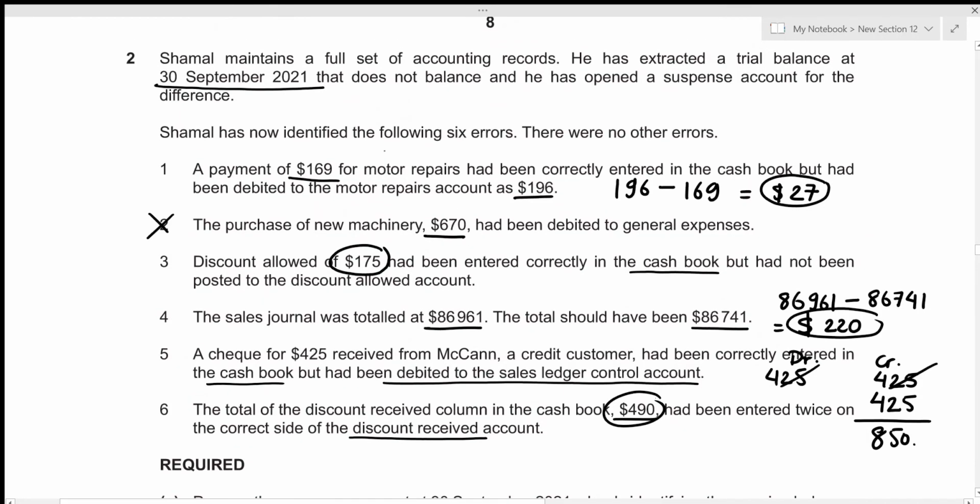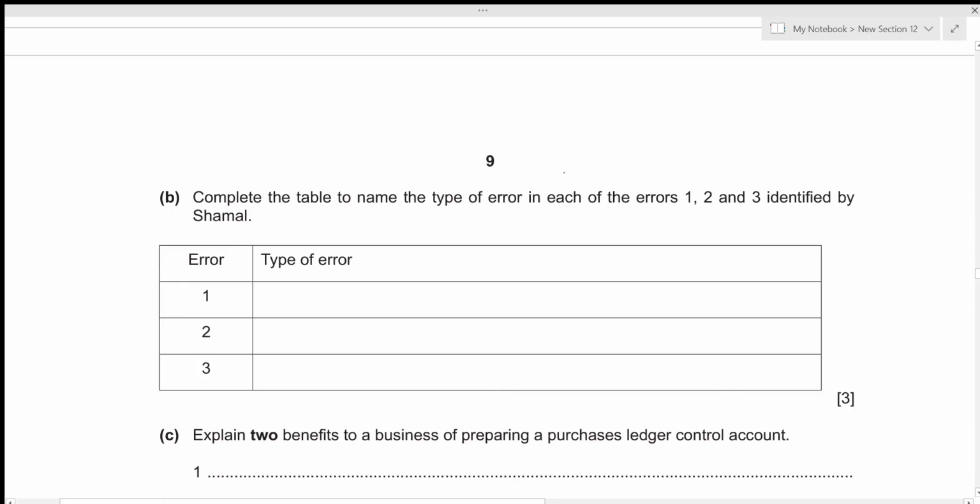So for error number 1, a payment of 169 for motor repairs had been correctly entered in the cash book, but had been debited to the motor repairs account as 196. So the error here is that while posting the amount, we actually switched the numbers, right? And these kinds of error are termed as error of transposition. So let's write it down. So the error is error of transposition.